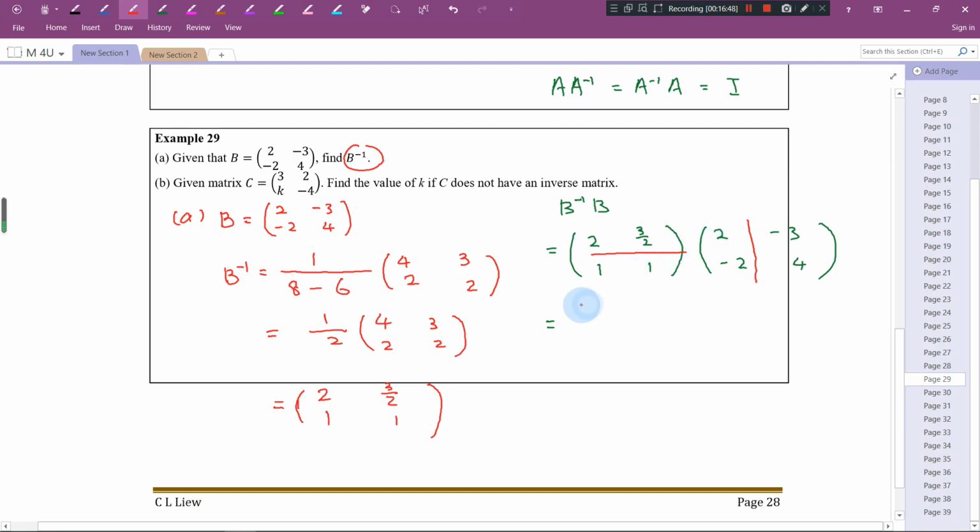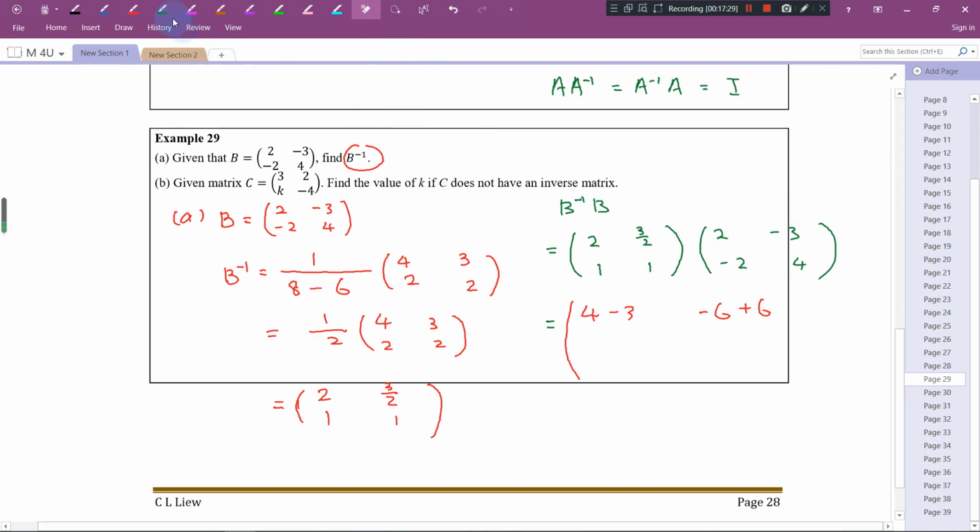2 times 2, you will get 4. 3 over 2 times negative 2, you will get negative 3. Okay. Now let's move to the second column. First row, still the first row, but we go to the second column. First row, second column. So we have to write over here, not here. 2 times negative 3, you will get negative 6. Sorry, 3 over 2 times 4, you will get positive 6.